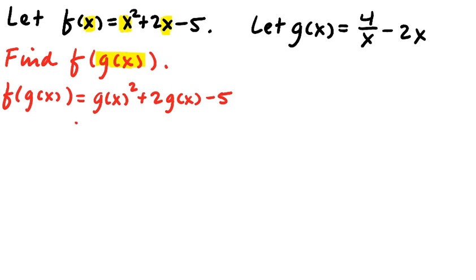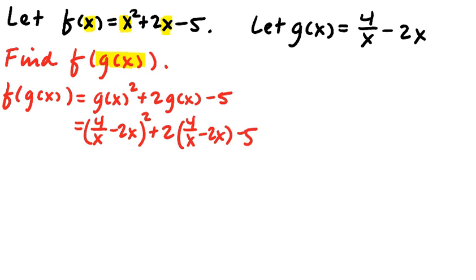So that's 4 over x minus 2x, squared, plus 2 times 4 over x minus 2x, and then subtract 5. You could go ahead and square that binomial, or double that thing when that time comes, or you could not, and this would be just as correct. I would tell you to stop here. This is a safe place to stop.